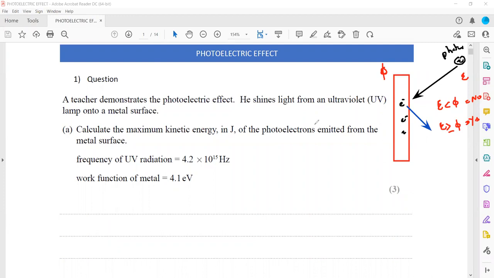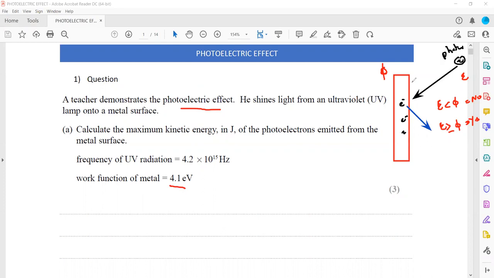So now a question related to the last session, where we discussed the photoelectric effect in detail. A teacher demonstrates the photoelectric effect, which means he shines light from a UV, ultraviolet lamp, onto a metal surface. Calculate the maximum kinetic energy in joules for photoelectrons from the metal surface. The frequency of ultraviolet radiation is 4.2 × 10^15 hertz, and the work function of the metal is given as 4.1 electron volt. Electron volt is also a unit of energy.